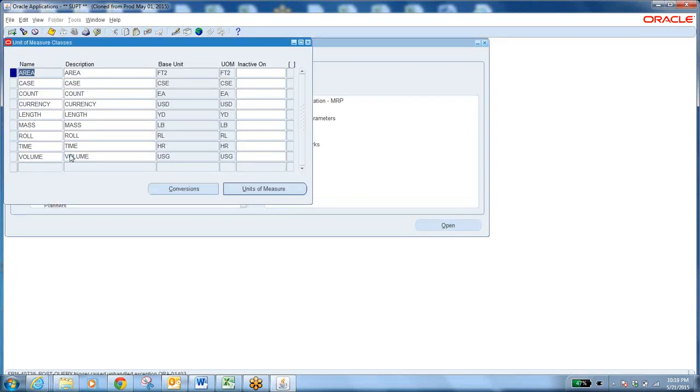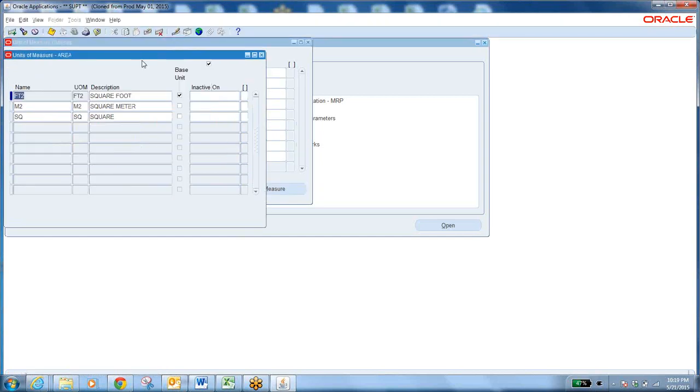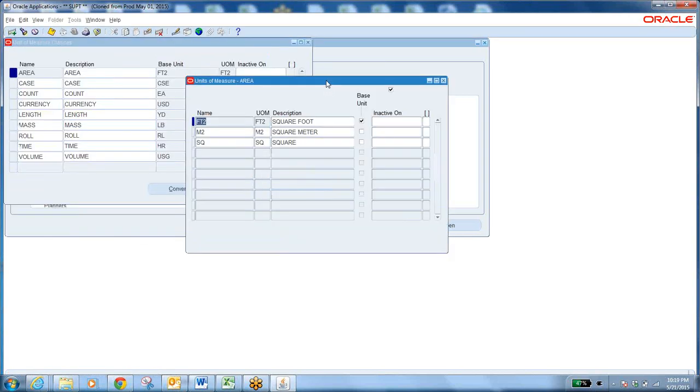Area class, case, count, currency, length, mass meaning weight, pounds, rolls, time, volume. See, these are all unit of measure classes. In that class, what are the units of measure coming under it? You can clearly see that. Area: square feet, wherever the word square is there, that comes under area. So square foot, or square meter.